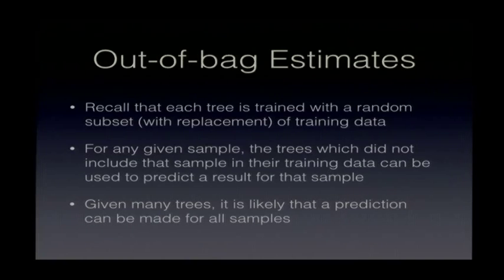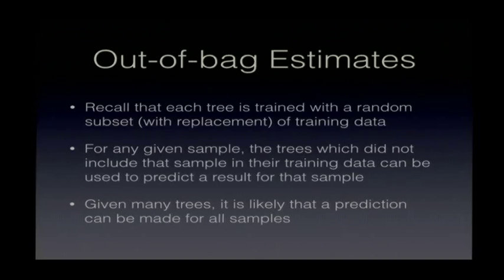And if you're training 100 trees, the more trees that you train, the higher the chances that for every single sample in your training data, there will be at least one tree where that sample was not in the training data for that tree. Does everyone follow me there? For every single sample, there will be at least some trees where that sample wasn't used in the training data.